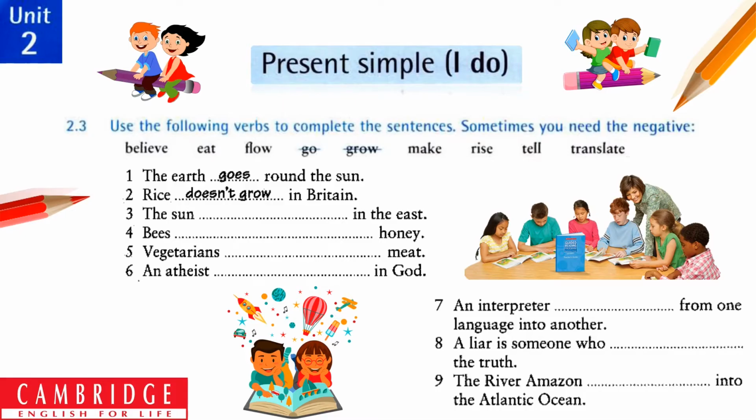Students, here we have exercise 2.3. Use the following verbs to complete the sentences. Sometimes you need the negative. Here you are given the verbs. You need to make use of the appropriate verb in the appropriate sentences. For example, the first one: the earth dash round the sun. You need to pick what verb will fit the context, and accordingly apply your grammatical knowledge. The earth goes round the sun. Second one: rice dash in Britain. Rice doesn't grow in Britain. The same way you need to complete the other exercises as well.